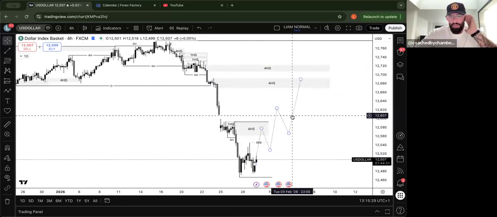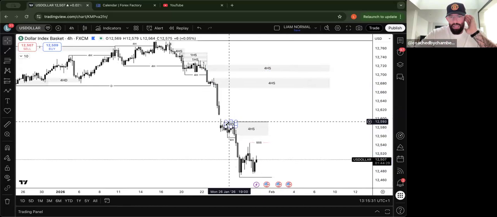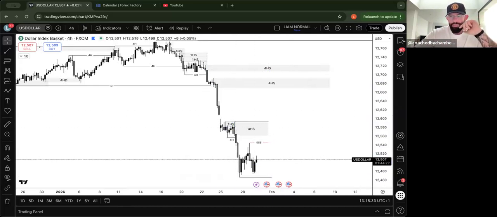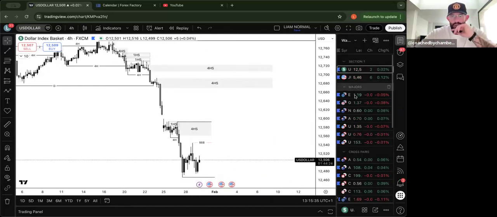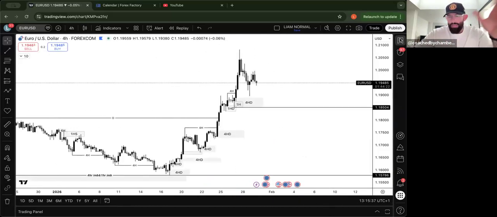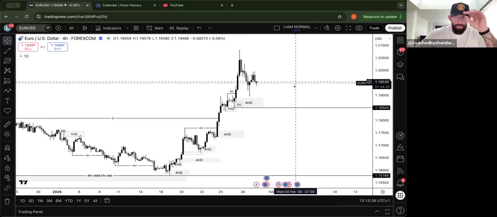So pretty simple to understand, but for now, let's focus on the range that we're in, which is this lower high to this lower low. And then that leads me on to EUR USD. Same scenario for EUR USD.